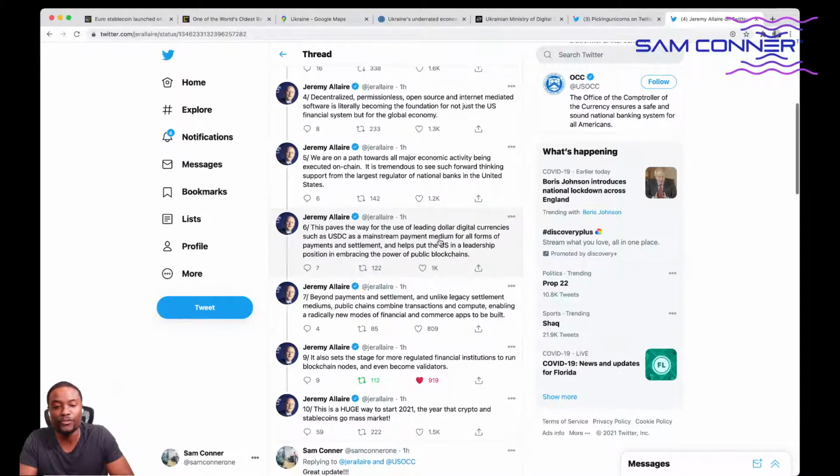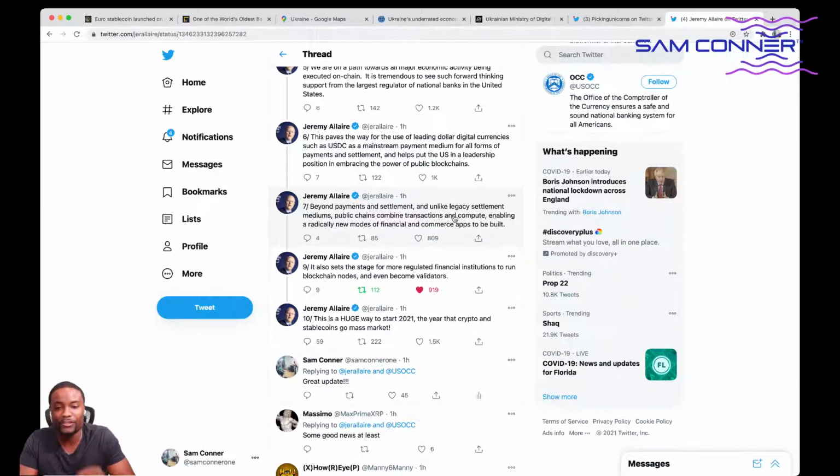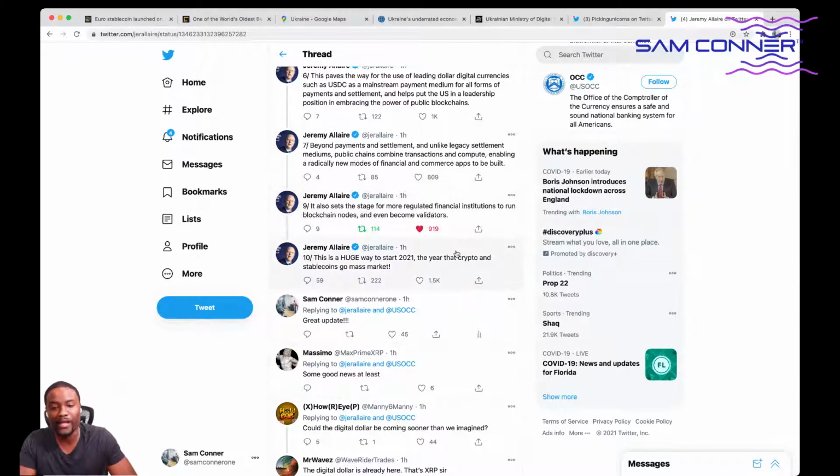This paves the way, he continues, for the use of leading dollar digital currencies such as the USDC as a mainstream payment medium for all forms of payment and settlement, and helps put the U.S. in leadership position, embracing the power of public blockchains. Beyond payments and settlement, and unlike legacy settlement mediums, public chains combine transactions and compute, enabling a radically new mode of financial and commerce apps to be built. It also sets the stage for more regulated financial institutions to run blockchain nodes and even become validators. That can be huge, guys. This is huge. Way to start 2021, the year that crypto and stable coins go mass market.